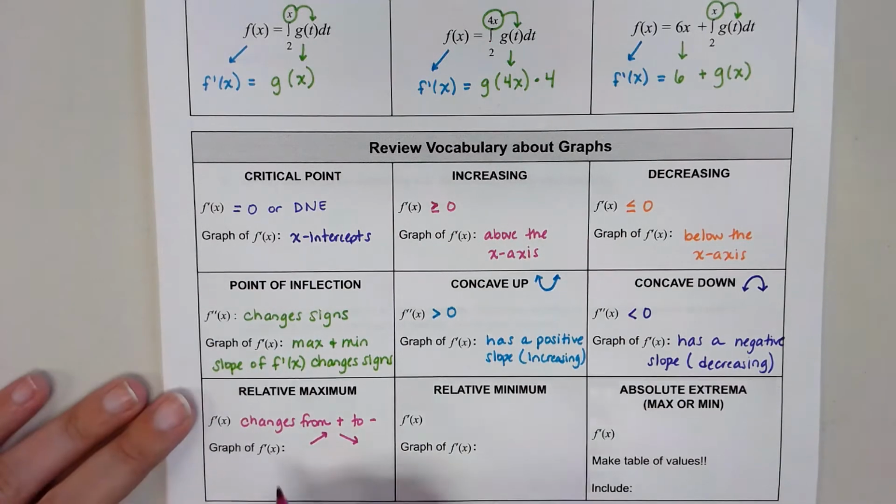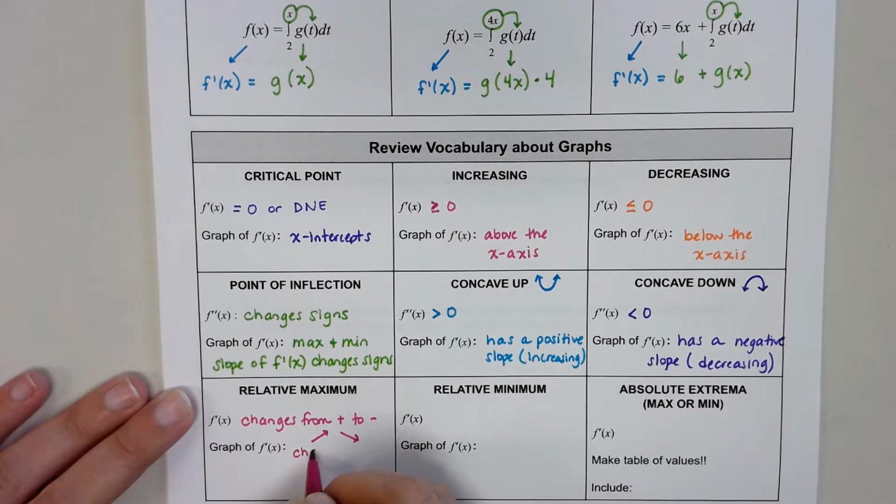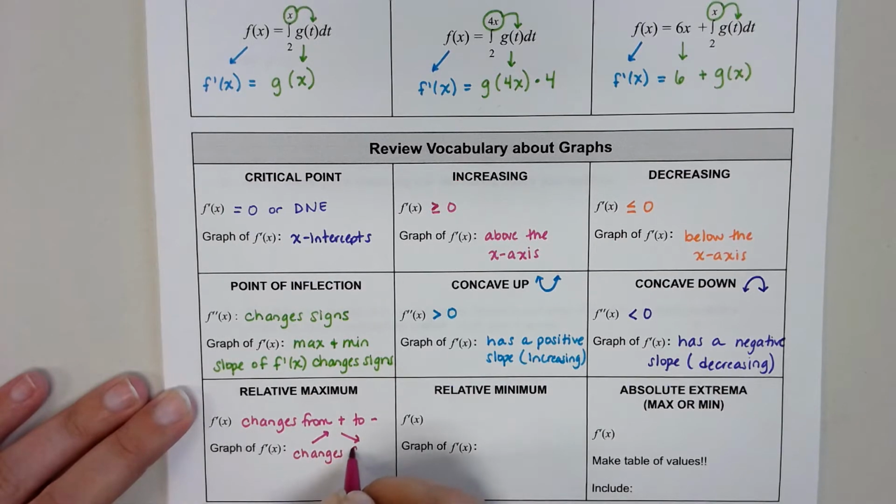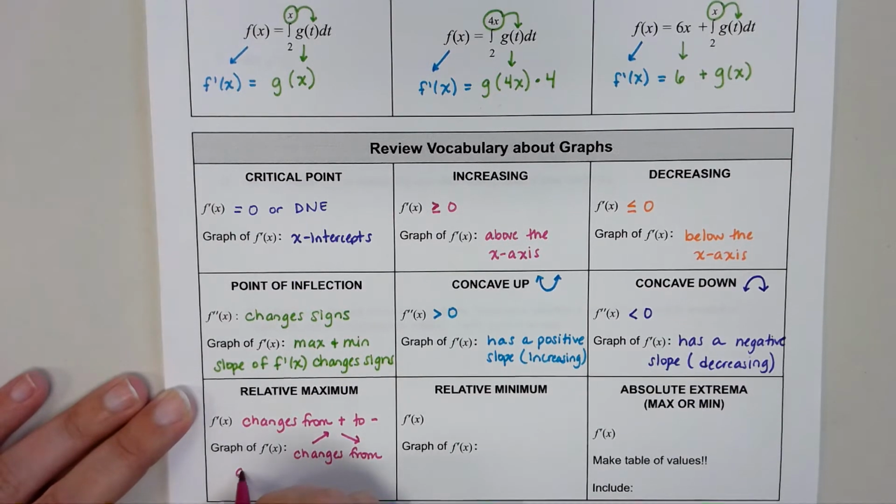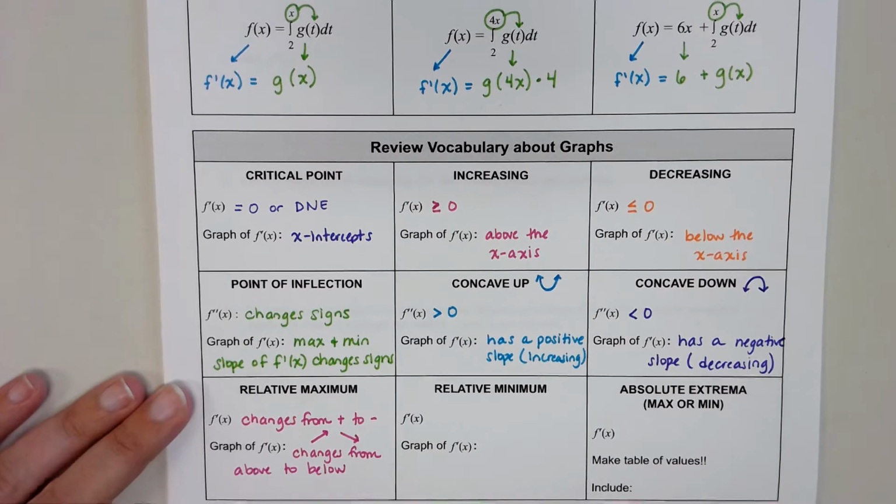this is going to be a place where the graph of f prime changes from above the x-axis to below. One important thing about a relative maximum is we don't consider the endpoints.